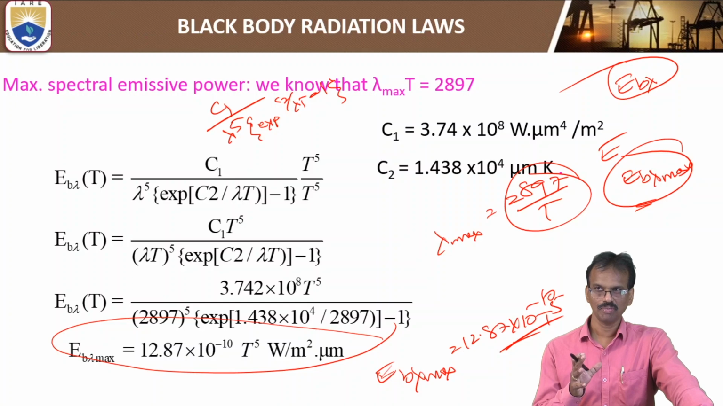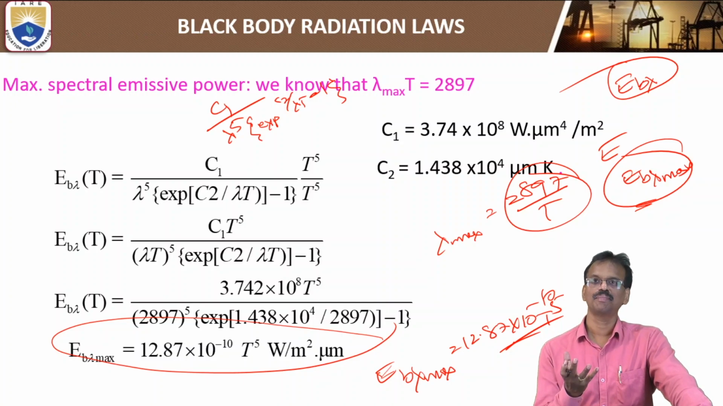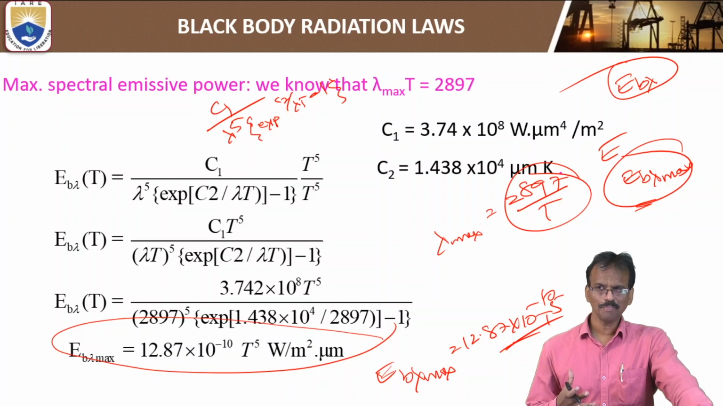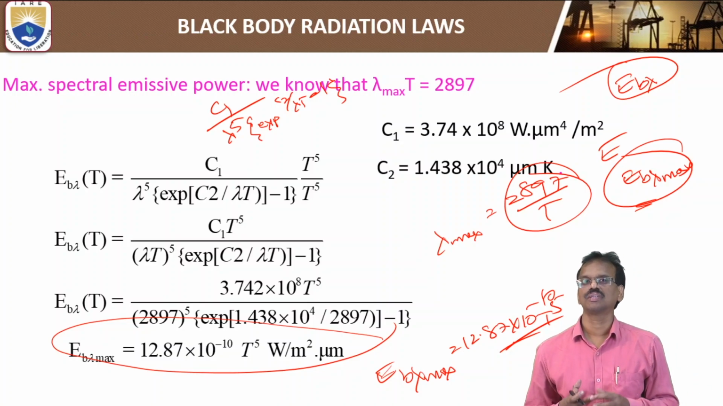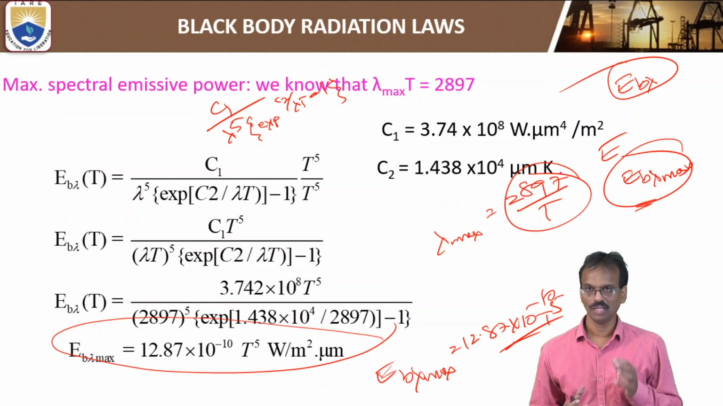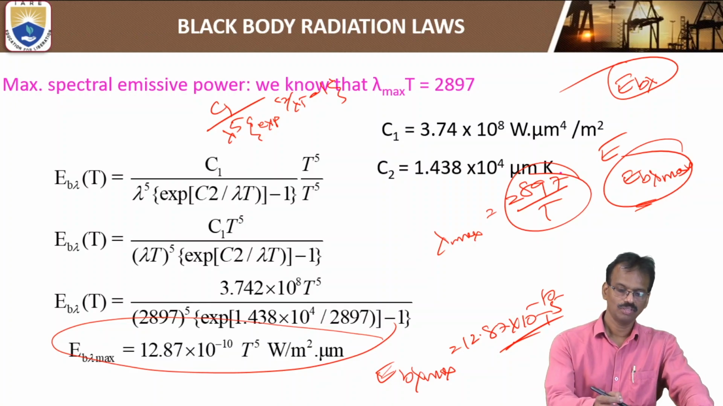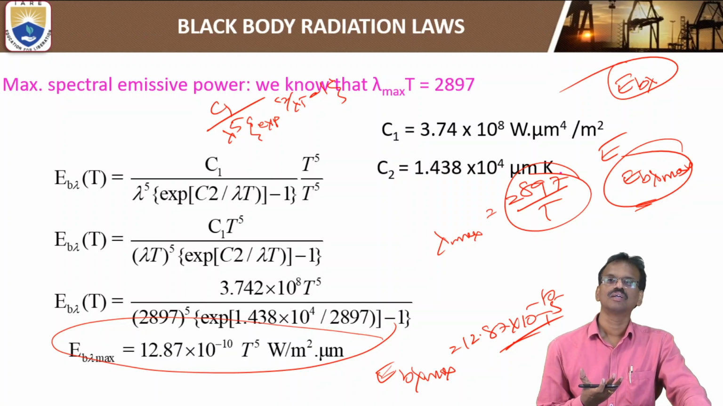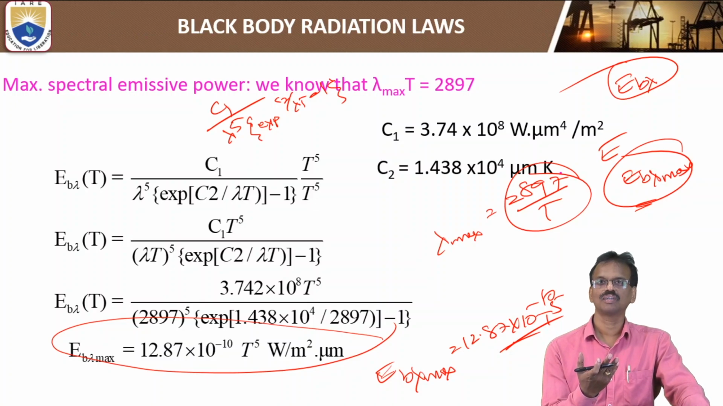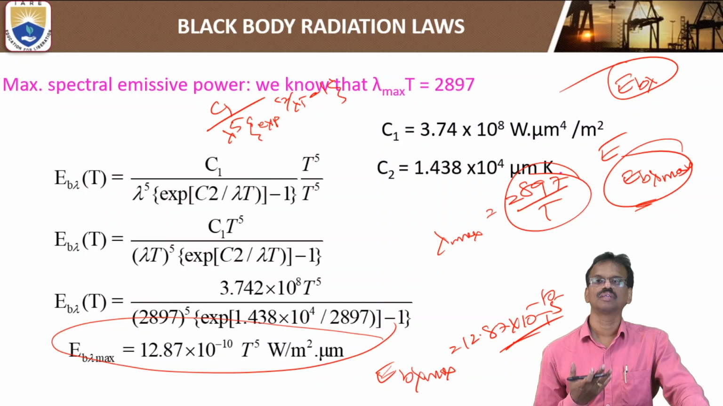So monochromatic emissive power will be found with the help of Planck's law, and the maximum monochromatic emissive power we can find with the help of Wien's law. We saw only one law for conduction, and Newton's cooling law for convection, but here there are three laws: one is Planck's law, second is Wien's law, third is the Stefan-Boltzmann law.